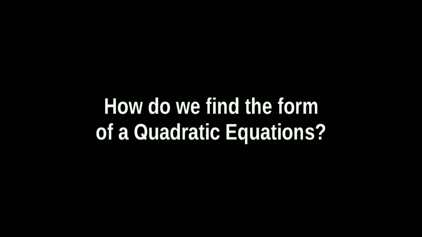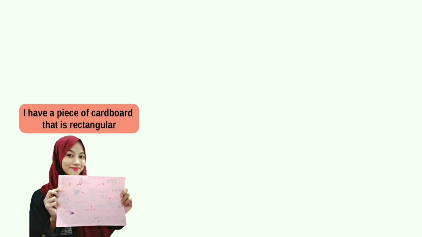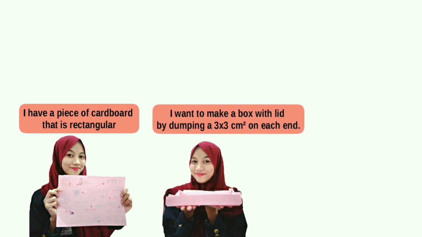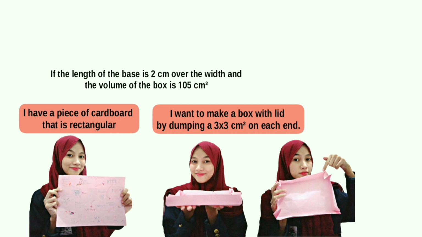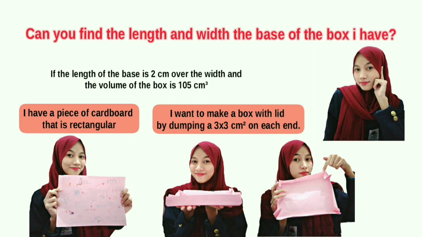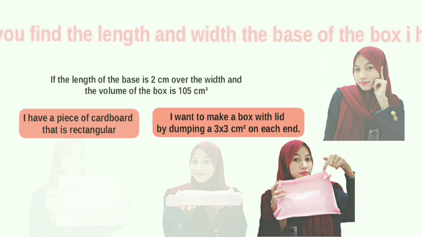How do we find the form of a quadratic equation? To be clear about quadratic equations, let's see the problem I am having right now. I have a piece of cardboard that is rectangular. I want to make a box with a lid by cutting out 3 by 3 square centimeters at each end. If the length of the base is 2 centimeters more than the width and the volume of the box is 105 cubic centimeters, can you find the length and width of the base of the box I have?